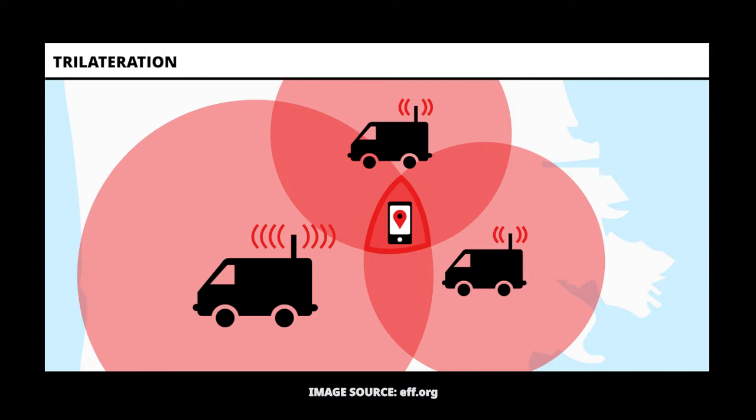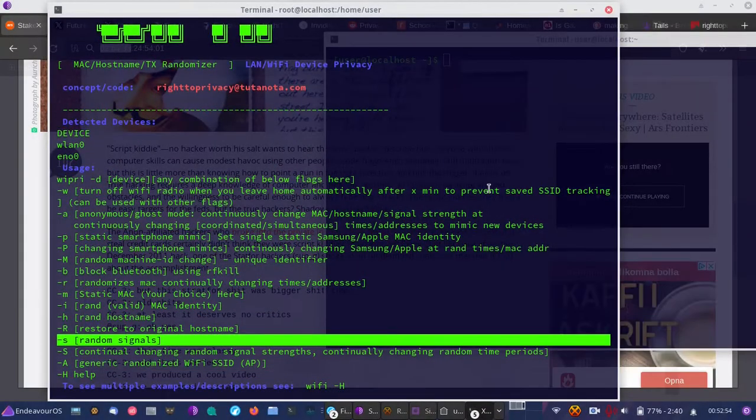So it can determine exactly where you're standing just by knowing which of those nodes you're closest to, by judging that signal strength. And so what this experimental feature does is it generates random signal strengths. That way it doesn't interrupt your current connection, but it changes what looks like your distance from that device near it.